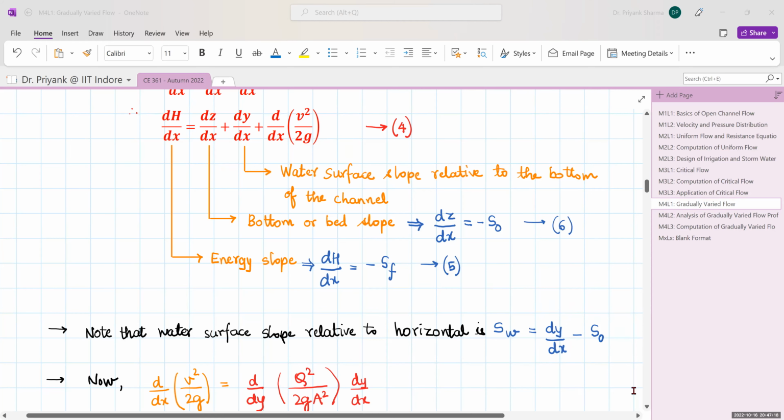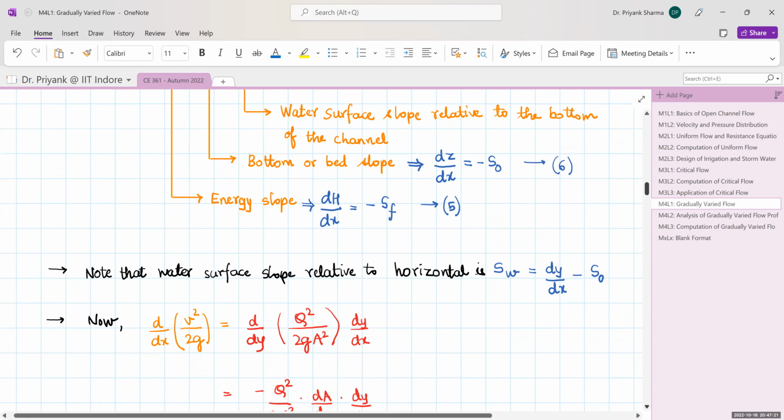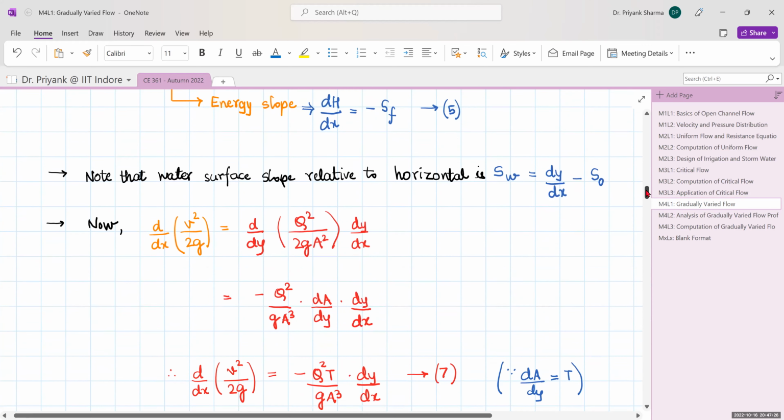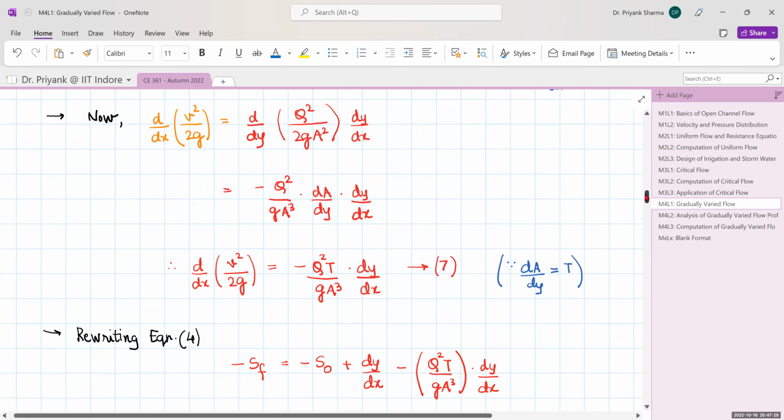Let us resolve this d by dx of v square by 2g. v square by 2g is q square by 2g A square, and since A is a function of y, dy by dx is additionally introduced. On differentiating we get minus q square upon g A cube into dA by dy into dy by dx, but dA by dy is T, the top width of the channel. So this term becomes minus q square T upon g A cube. This is very similar to what you had for the critical flow, that is, q square T upon g A cube is equal to 1. So let us rewrite equation 4.